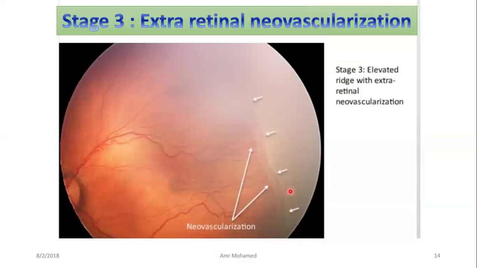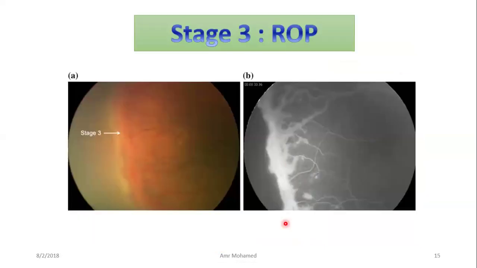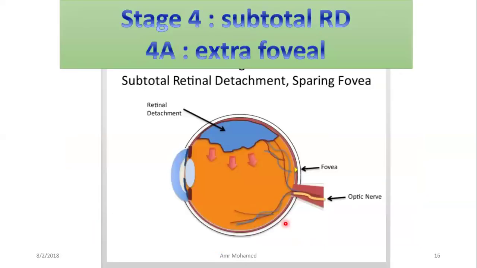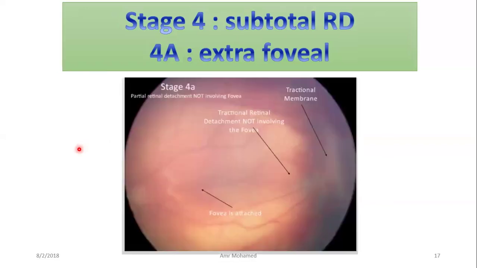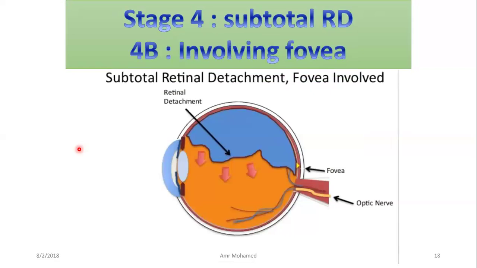Stage 3, that ridge now is having new vascularizations. Whenever there is new vascularization, now you are in stage 3. And because of new vascularization, you will start having traction, and traction will lead you to stage 4. If that traction is not involving the fovea, extrafoveal, that is 4A. If it is involving the fovea, then that is 4B.